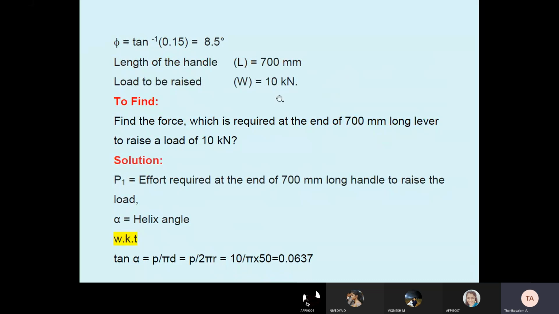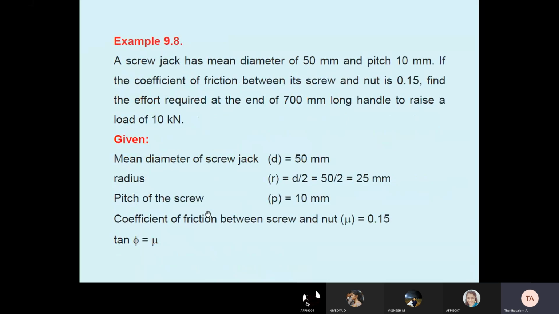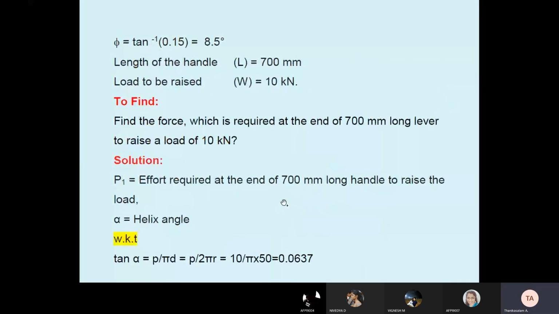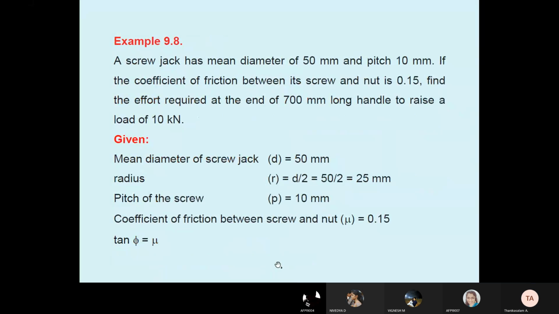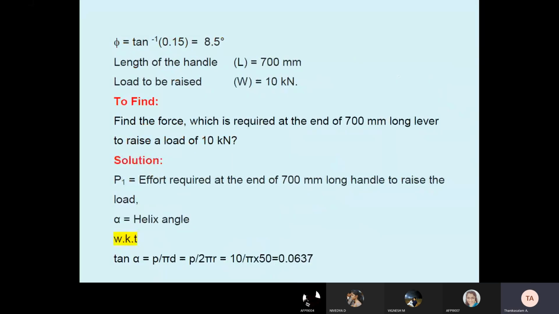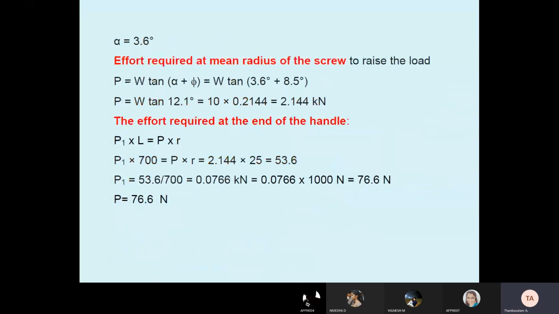So P value is given. What is the P value? Pitch. See here, pitch, 10 mm, divided by pi d. Pi into d, diameter, mean radius 50 mm. Therefore, tan alpha equal to 0.0637. Then alpha equal to tan inverse, no? 3.6. Now we have lifted the load.